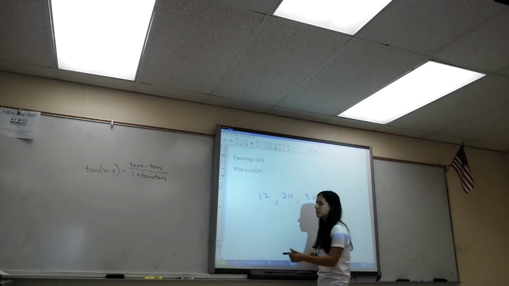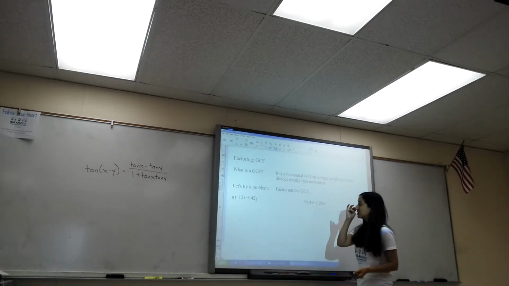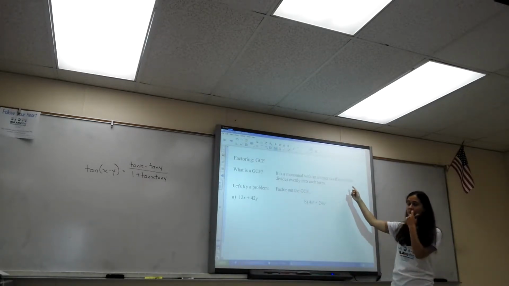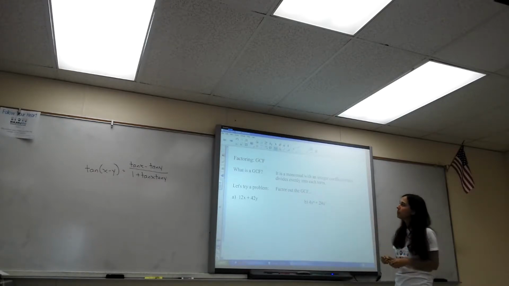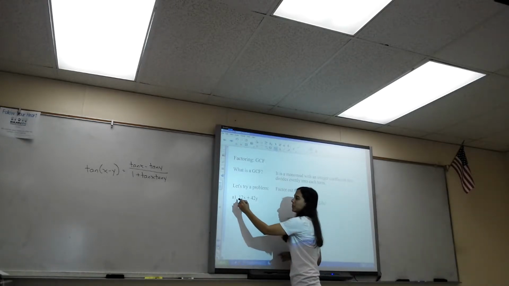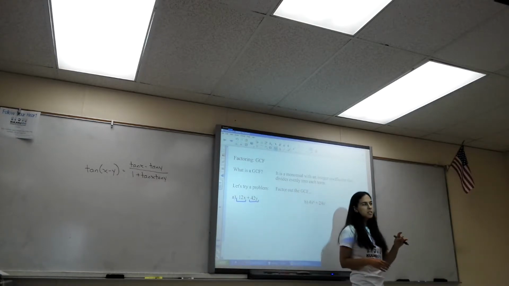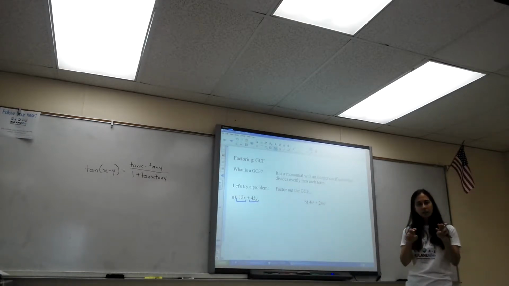All right, so now we're going to throw some variables into the mix. So this is the definition of a GCF for our purposes: a monomial with an integer coefficient that divides evenly into each term. All right, so now I'm going to give you a problem like this, 12x + 42y. Before, when you took out the GCF, it was just numbers. Now we're looking at numbers and variables.